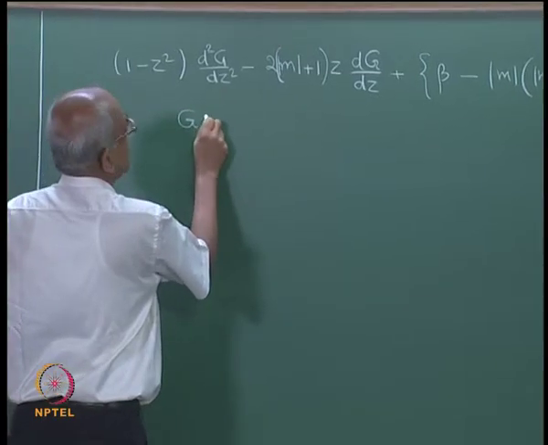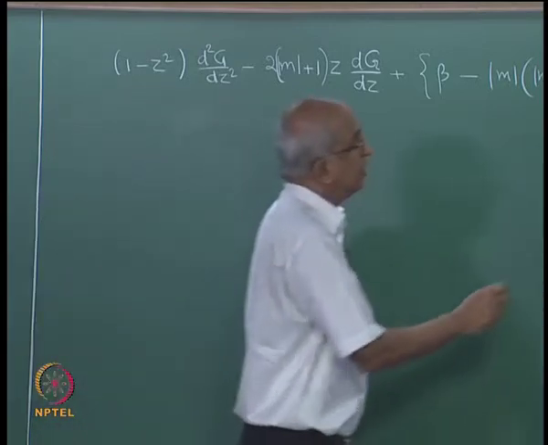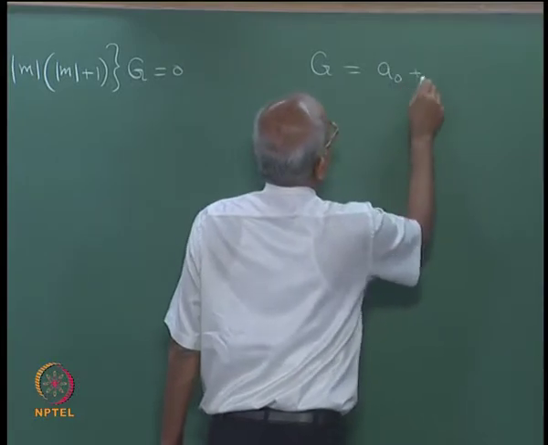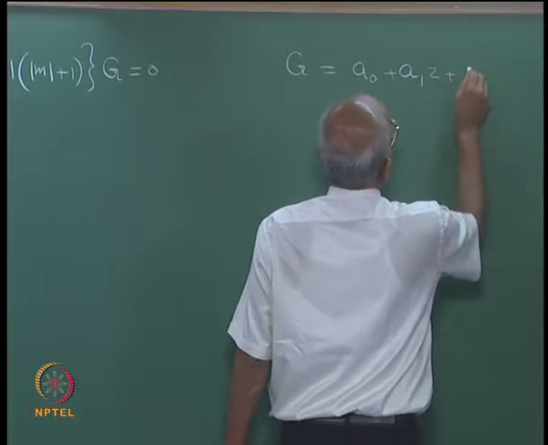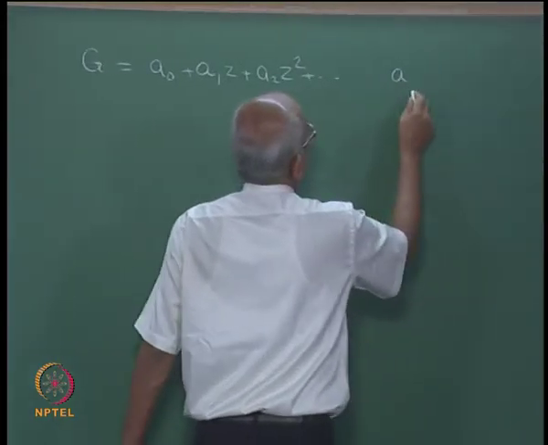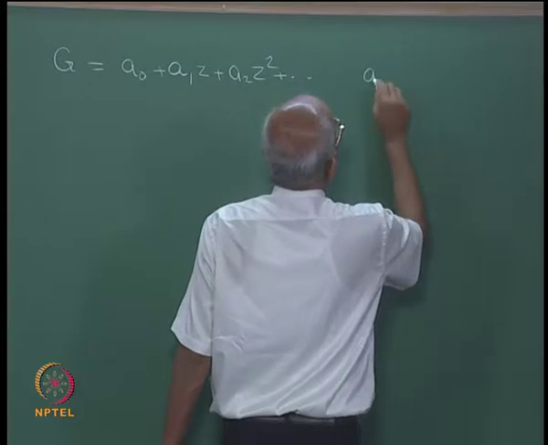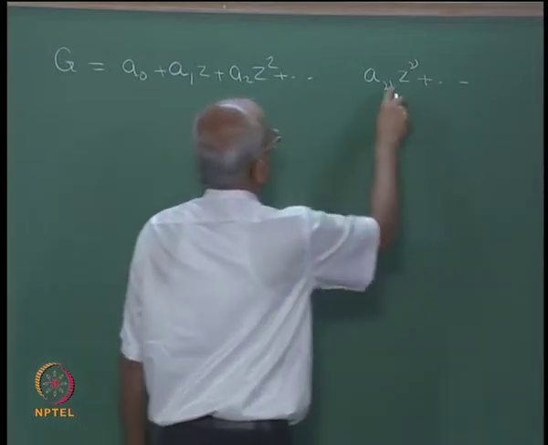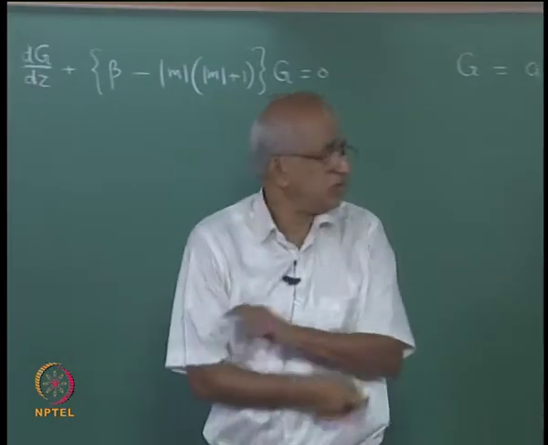So G may be written as A0 plus A1 Z plus A2 Z square plus etc. The general term, I will use the symbol nu for the general term, A nu Z to the power of nu plus etc. So nu can be 0 or 1 or 2 or anything if you feel like. So that is the general term.